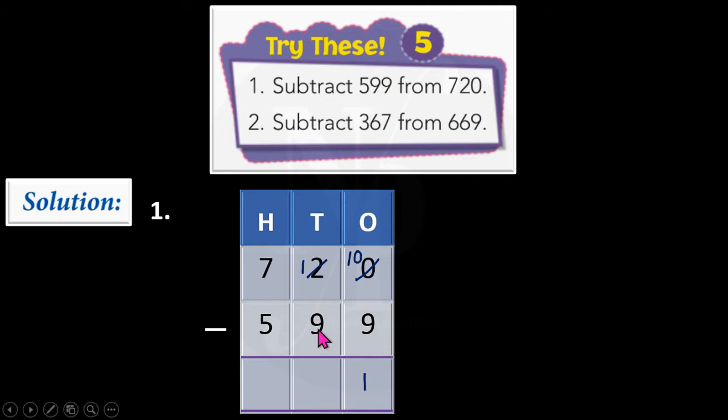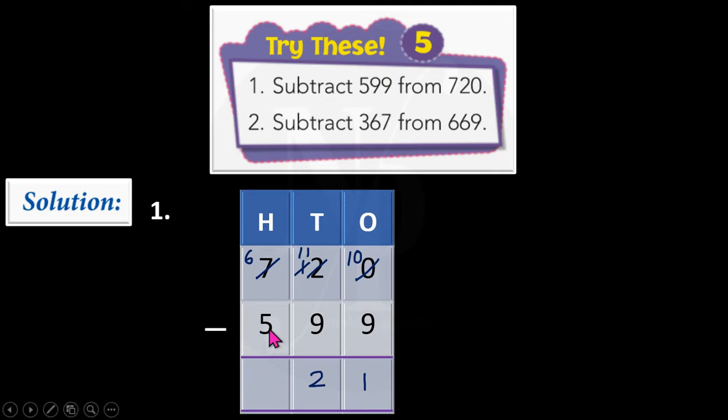Here we have 9 tens to be subtracted from 1 ten, which is not possible. Again, we regroup here. We make this 7 hundreds as 6 hundreds. We borrow 100 to the tens column and it becomes 10 tens. 10 tens plus 1 ten will be 11 tens. So on subtracting 9 tens from 11 tens, we get 2 tens.